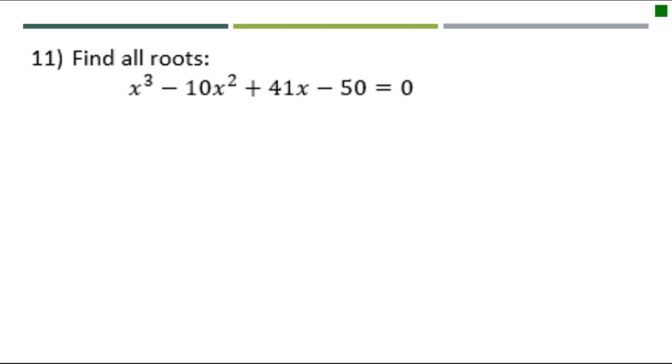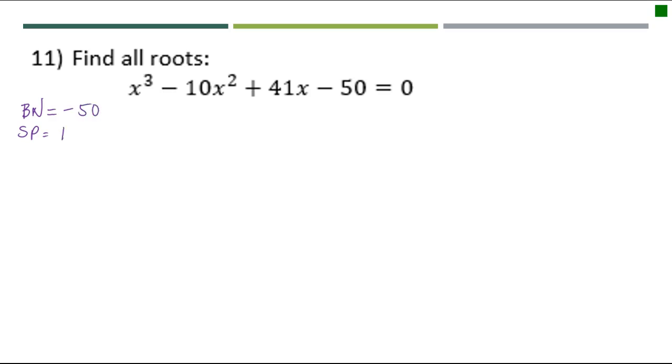This asks us to find all of the roots. That means this is one of those problems where we're going to start with the rational root test, and then we're going to do synthetic division, and then quadratic formula. So I need to identify the biggest negative, which is negative 50. Smallest positive would be 1.